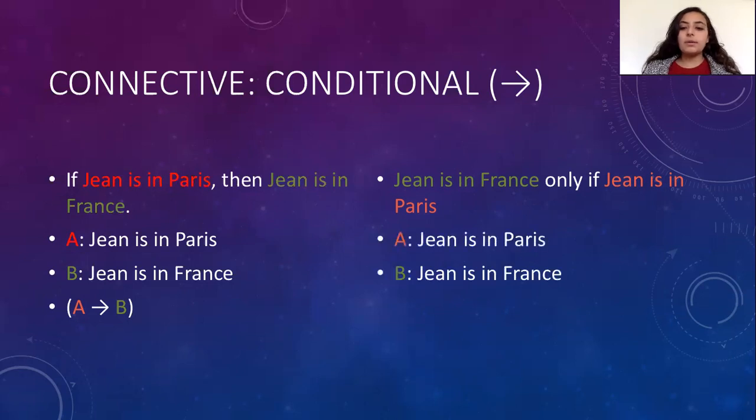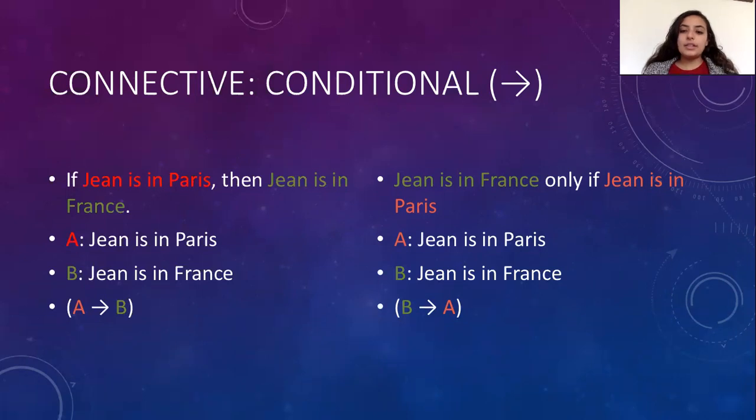So we have Jean is in Paris and Jean is in France, and it's pretty much the same as the previous example. But this time it's actually flipped. And that's just because of the wording. So anytime you see only if, then you know that you can't just put it in the order you did in the previous example. You're gonna have to flip it.